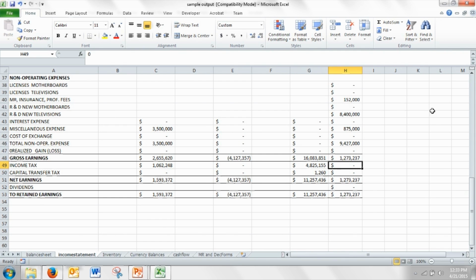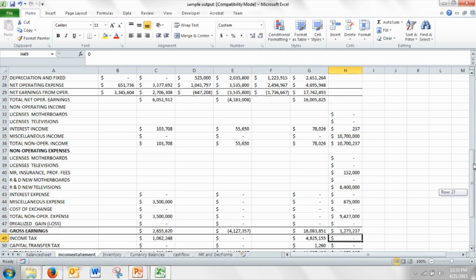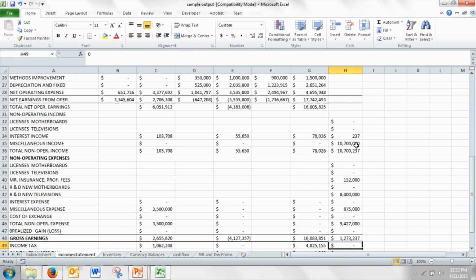Okay. You can see the type of expenses and income that occurs in home office. For instance, this particular firm had a miscellaneous income of $10 million in home office. I'm not really sure what that is for. It's probably money coming in from another team. It's probably part of a research and development pool, because they're doing some research and development here in this case in televisions and motherboards, which is another version of this game, motherboards and television sets.